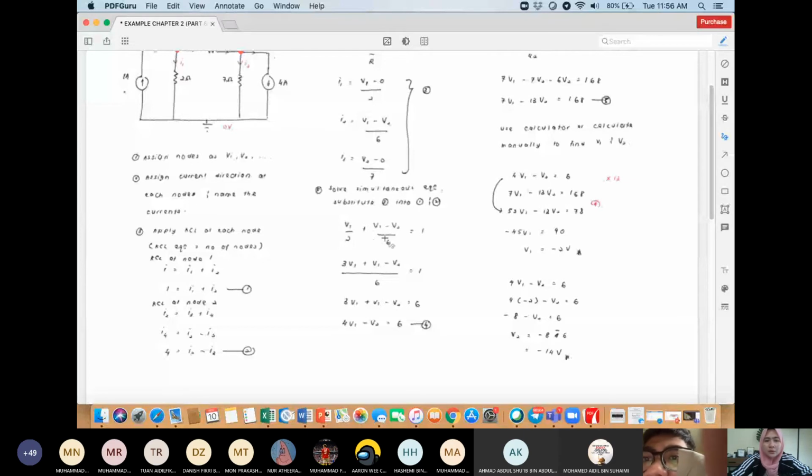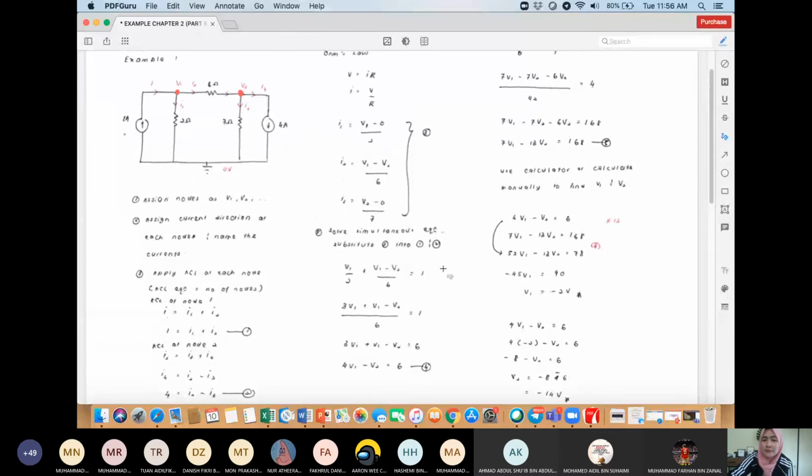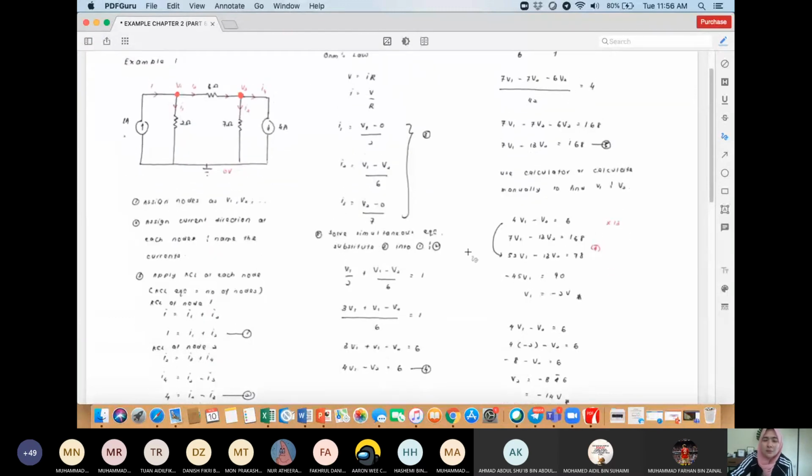You simplify this equation. Over here, I multiply this with 3. So that's why I get this equation: 3V1 plus V1 minus V2 divided by 6 equals 1. Then you will get this equation: 4V1 minus V2 equals 6. This is your mathematics. You should know this. Basic mathematics.